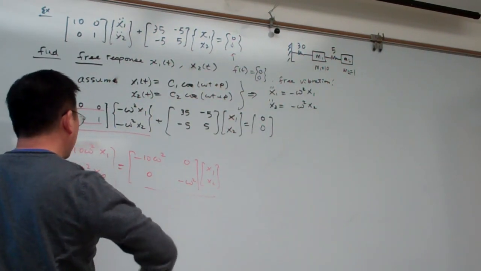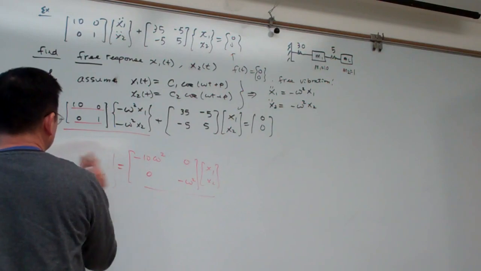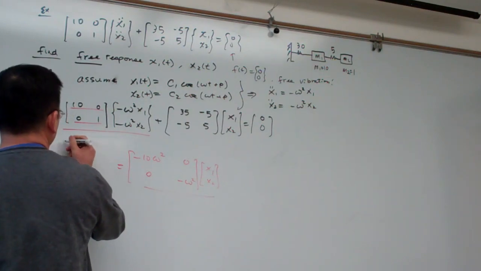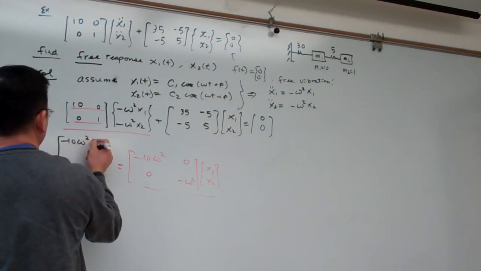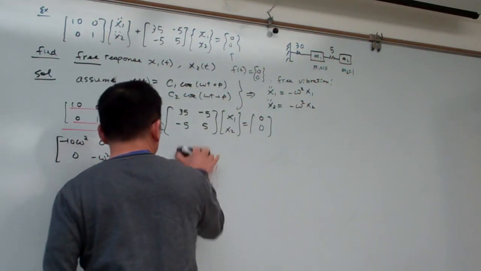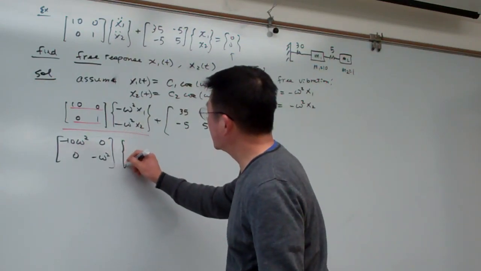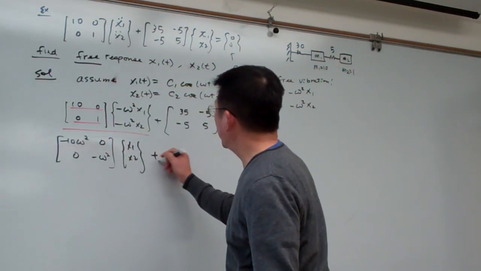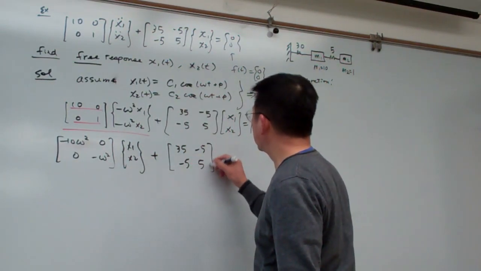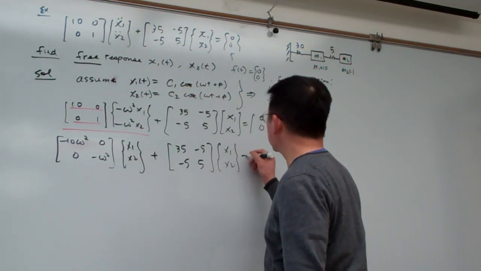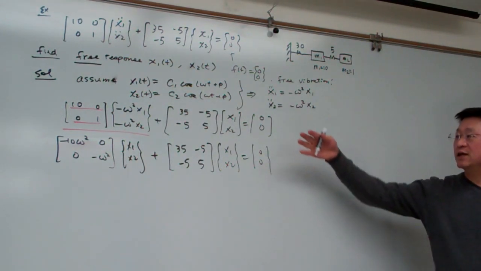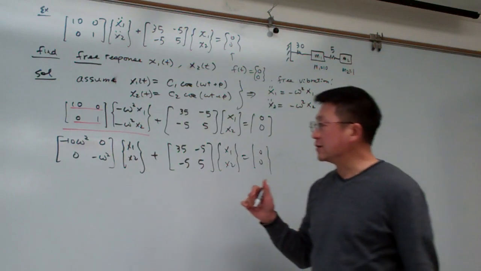So from here, let me copy the information here. Basically this becomes, let me copy here, minus 10 omega squared, 0, 0, minus omega squared, and then multiply with x1, x2, and plus the same thing here, we copy. Okay. So now these are the manipulations on the matrix.